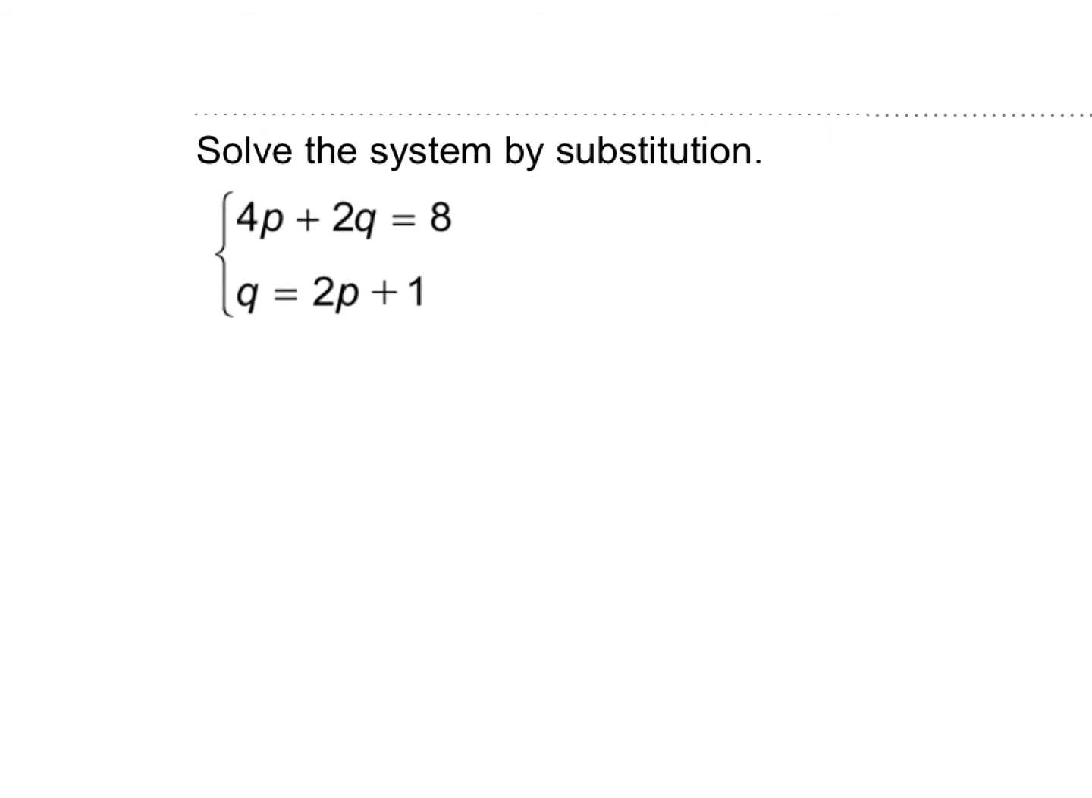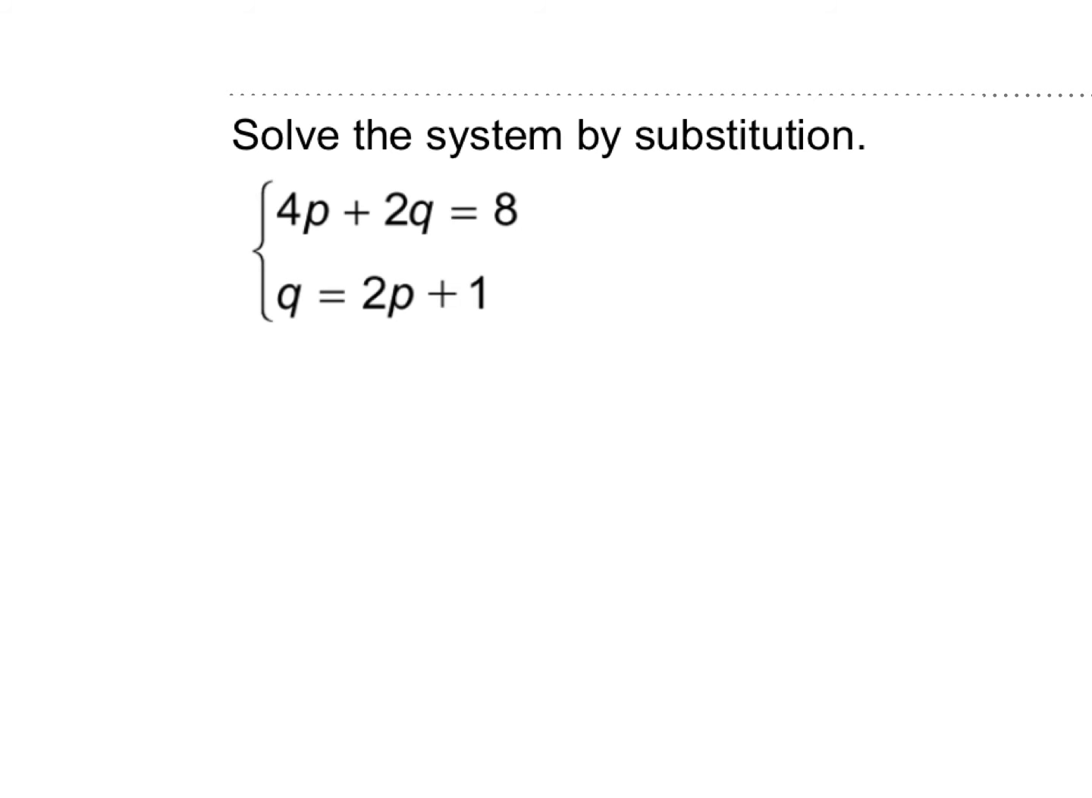All right, again, doing the same thing, solving by substitution. Do I have a variable isolated already? Yep, I have q. So what do I do? Plug in whatever is after q. So I plug in what q is equal to into q. So I'm plugging it in right here. So I have 4p plus 2, and then I'm going to take this whole thing and plug it in here. So 2p plus 1 is equal to 8.